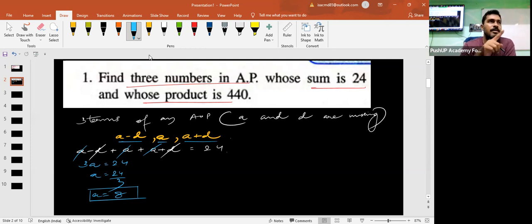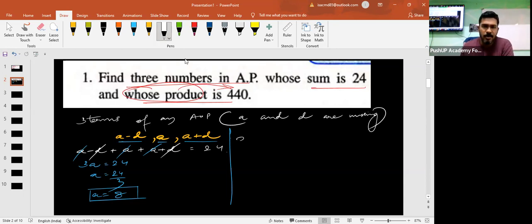I didn't find the first term. I found the second term, which is A. Now, what is my responsibility? The second responsibility is to find the value of D, the common difference. How will I get the common difference? Very simple, children. For that, they have given you the second condition. What is it? The product of these three numbers is equal to 440.